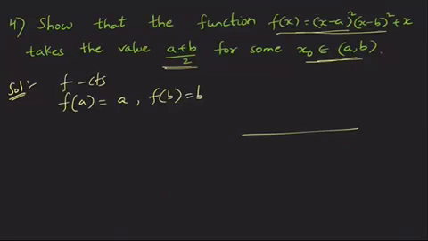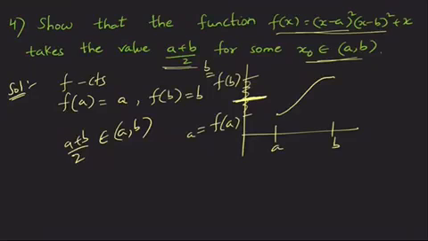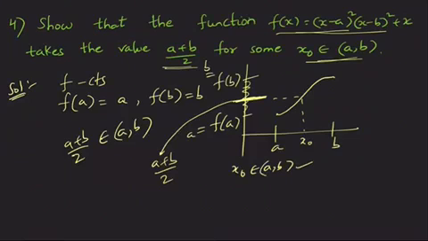Now by the intermediate value theorem we know that if the function is continuous in the closed interval, then it takes every value between f(a) and f(b). Now since f(a) is a and f(b) is equal to b, it takes every value between a and b, and my value (a plus b) by 2 definitely lies between a and b for any a and b. So (a plus b) by 2 is somewhere here. So it definitely takes the value (a plus b) by 2 for some x naught belonging to (a, b). I hope this is clear.